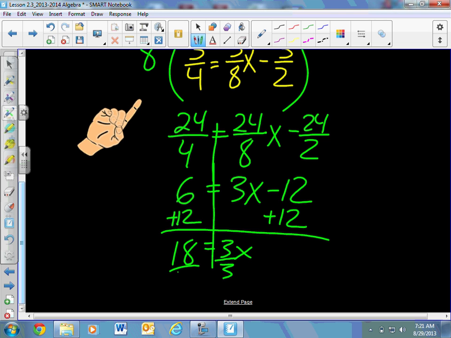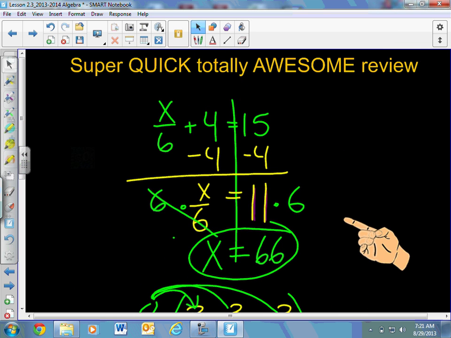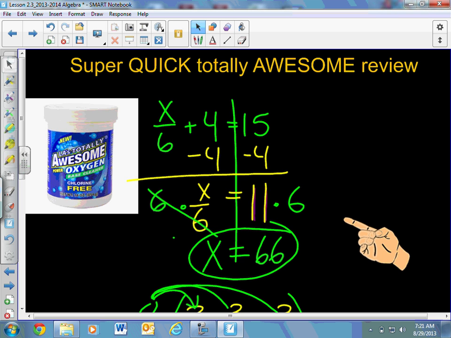Divide by 3, x equals, I don't know if you guys can see, I'm going to write it over here. X equals 6. Okay, if I was to take that 6, plug it back in, it would work perfectly and give me the right answer. So that's your quick review. It was a super, totally awesome review, right? All right, let's move on.